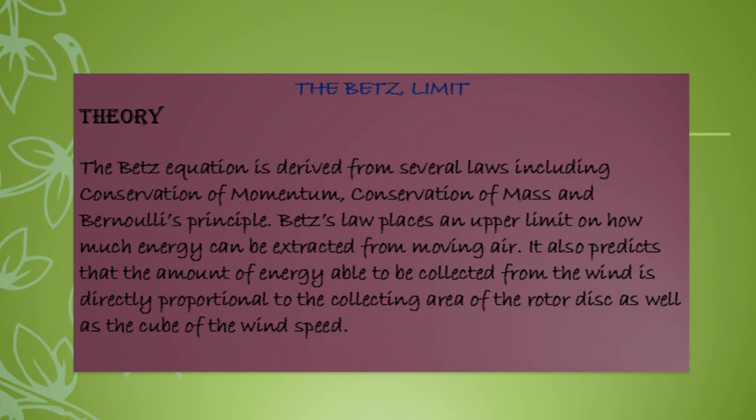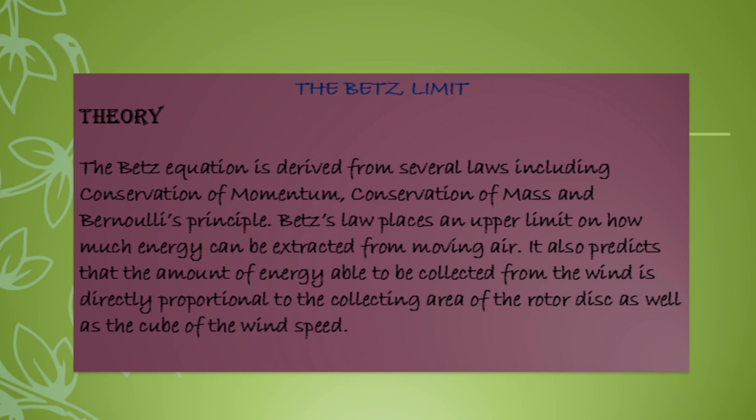Another principle, or you can say equation, is the Betz limit. The theory behind the Betz limit is that the equation is derived from several laws, including conservation of momentum, conservation of mass, and Bernoulli's principle. Betz's law places an upper limit on how much energy can be extracted from moving air. It also predicts that the amount of energy able to be collected from the wind is directly proportional to the collecting area of the rotor disc, as well as the cube of the wind speed.